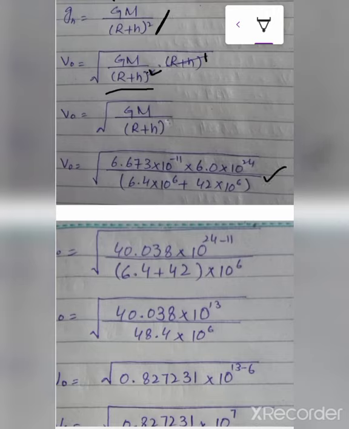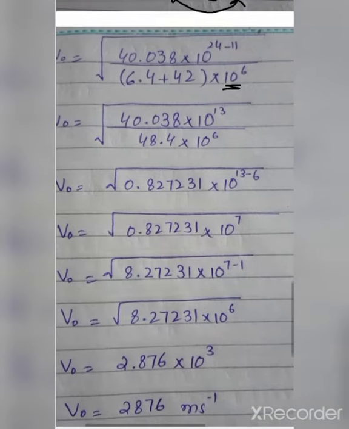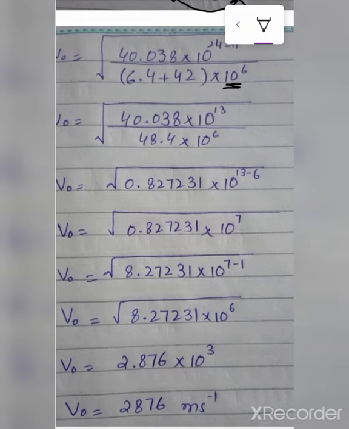Now you have to multiply these two terms, and take the exponents of 10 separately. 10 raised to 24 minus 11 is here. In the denominator 6.4 and 42 are added, with 10 raised to 6 taken as common. It is written a single time in the denominator. 10 raised to 24 minus 11 gives you 13, divided by 6.4 plus 42 makes 48.4, 10 raised to 6 as it is. Divide these two terms, it will give you 0.827231, and 10 raised to 6, when it comes to the numerator, its exponent will be negative.